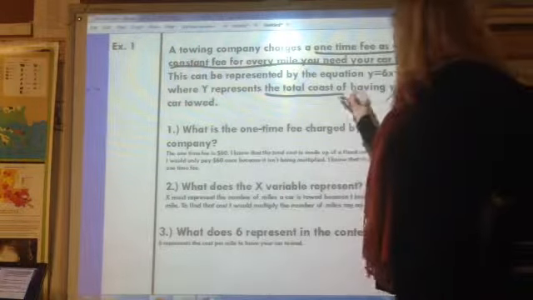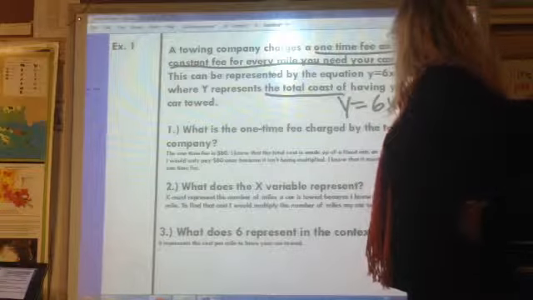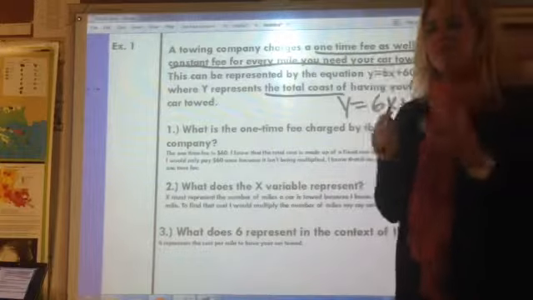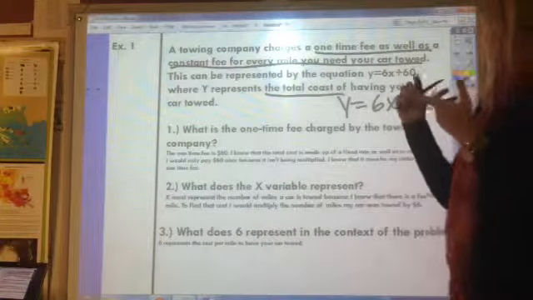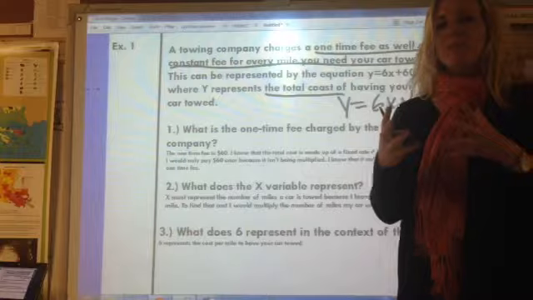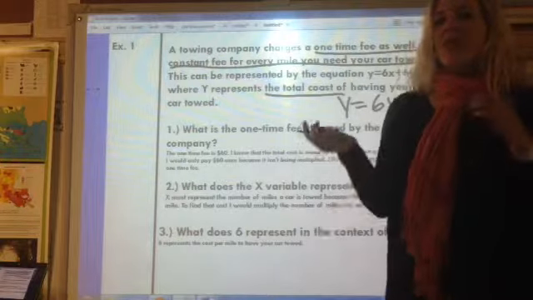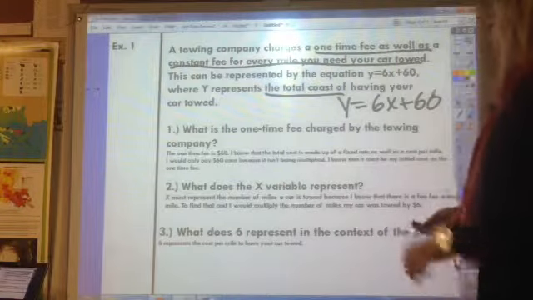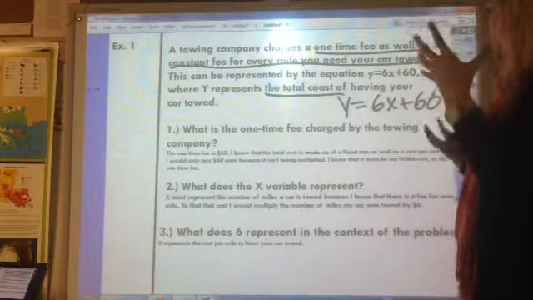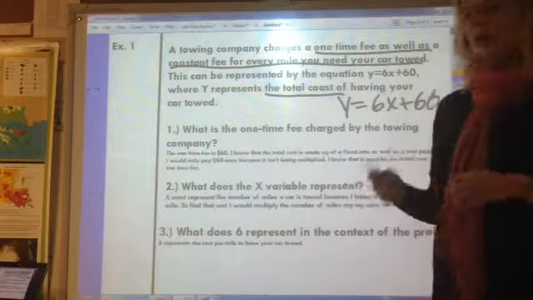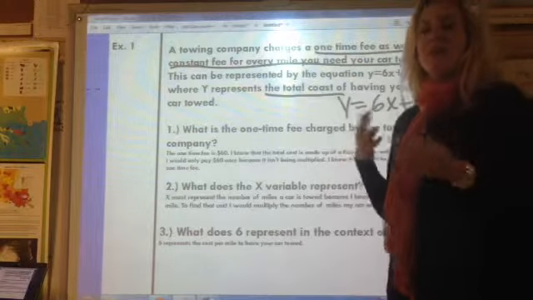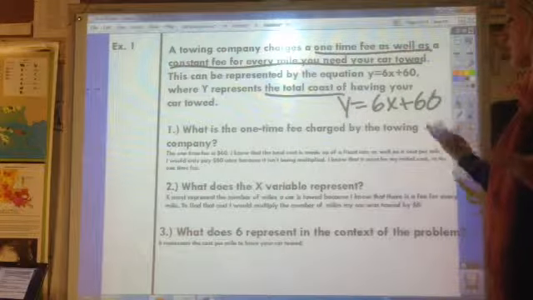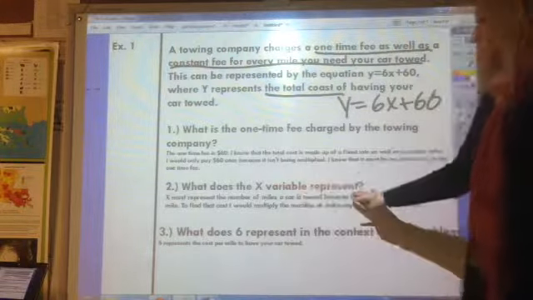The one-time fee is going to be $60. I know that because the total cost is made up of a fixed rate as well as the cost per mile. So I would only pay $60 one time, and then I would pay an additional $6 for every mile my car was towed. And I know that 60 isn't being multiplied, so it must be my initial cost or the one-time fee. It makes sense because it's in the y-intercept spot, which would be my initial value. What does the x variable represent?